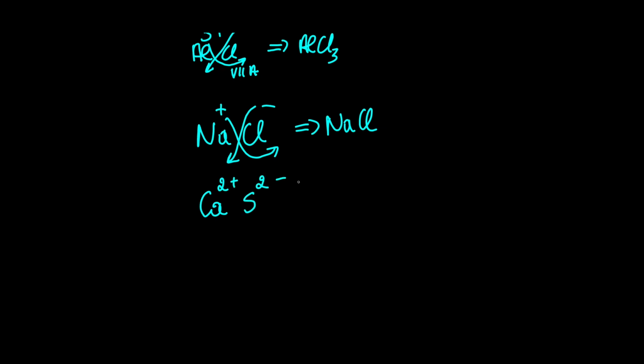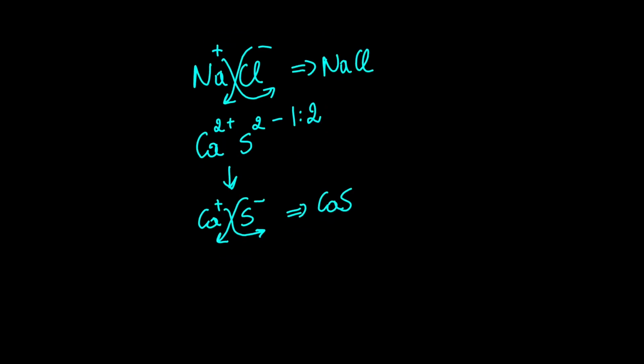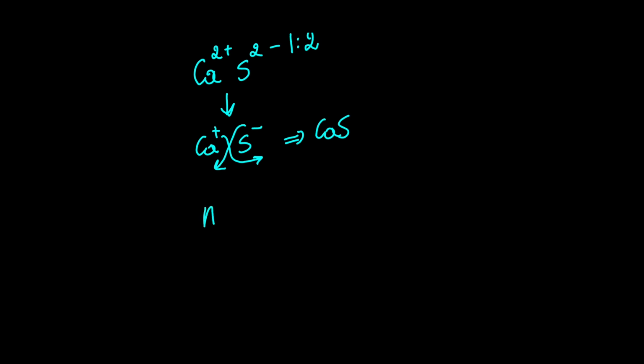If there is a possibility to divide oxidation states by the same number, we must always divide it. So we get calcium 1 plus and sulfur 1 minus. And now we can swap charges with subscripts. The answer to this problem is CaS with no subscripts. What about aluminium 3 plus and nitrogen 3 minus? Well, we can divide both numbers by 3 and we get AlN as an answer.